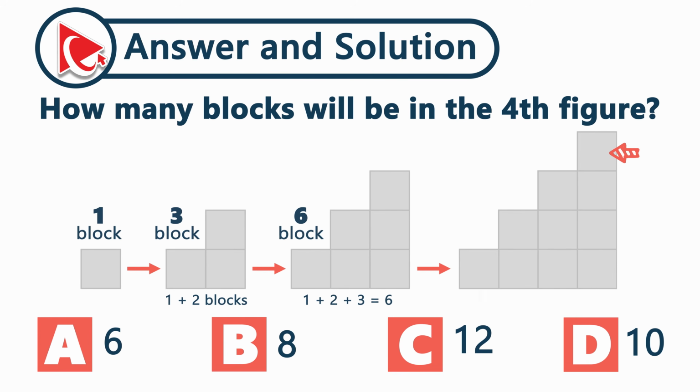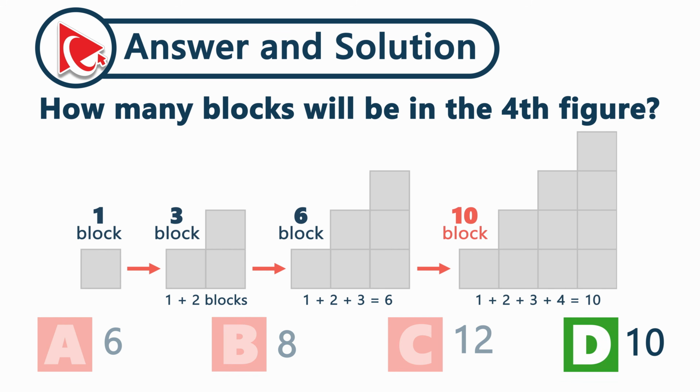So the total is 1 plus 2 plus 3 plus 4 equals 10 blocks. And the correct answer here is choice D, 10. It's all about building layer by layer.